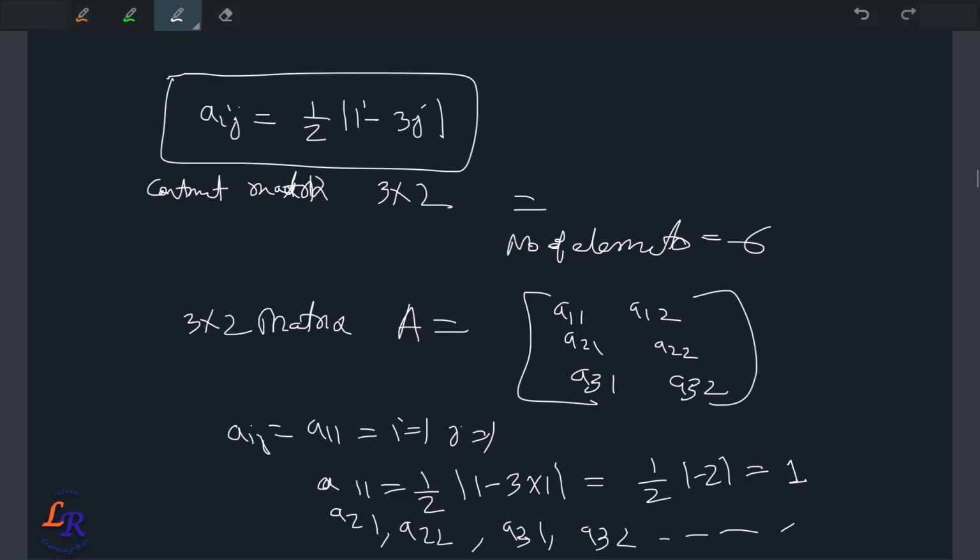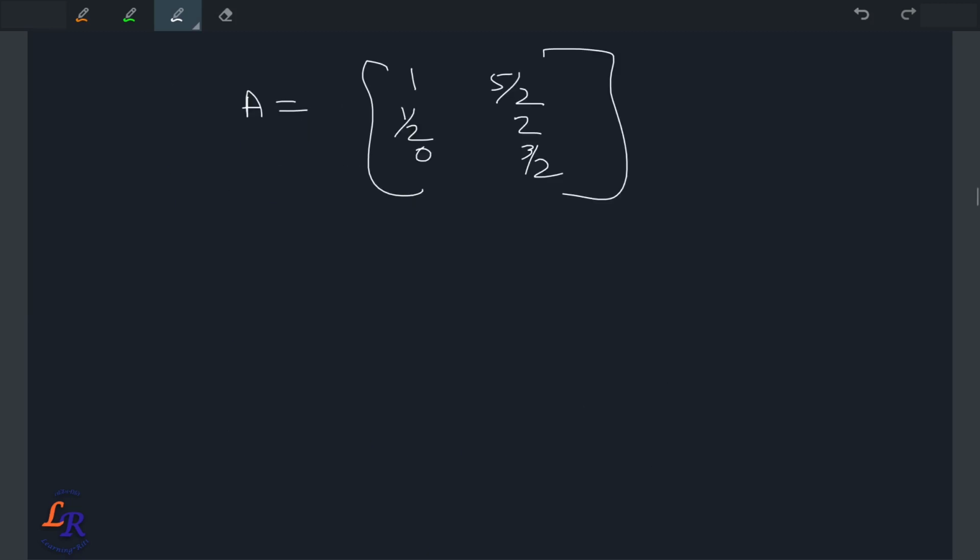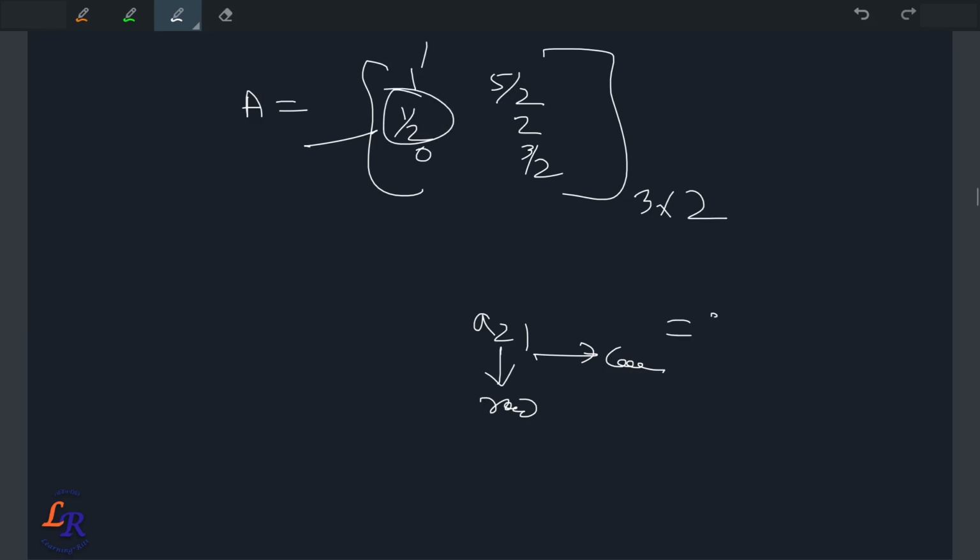Now sometimes when you solve this kind of equation, you can easily find what the ijth element would be. Here this is your 3 cross 2 matrix, and if I ask what is A21, it means the first digit is the row and the second digit is the column. So I need the second row, first column item. So A21 is equal to 1 by 2.